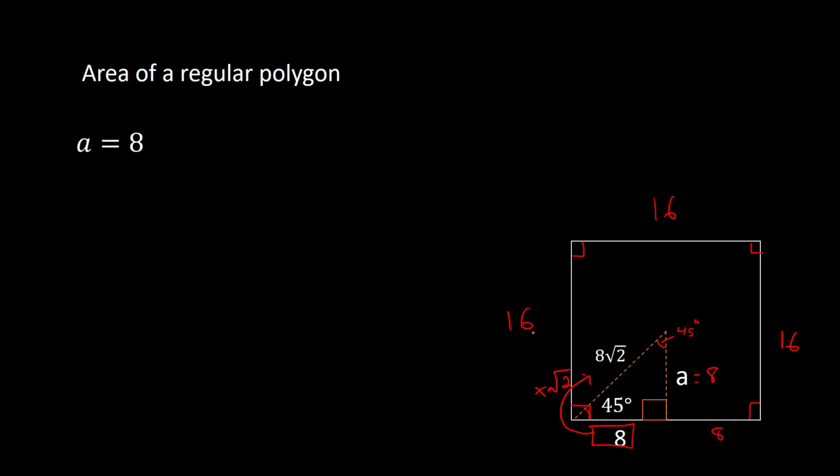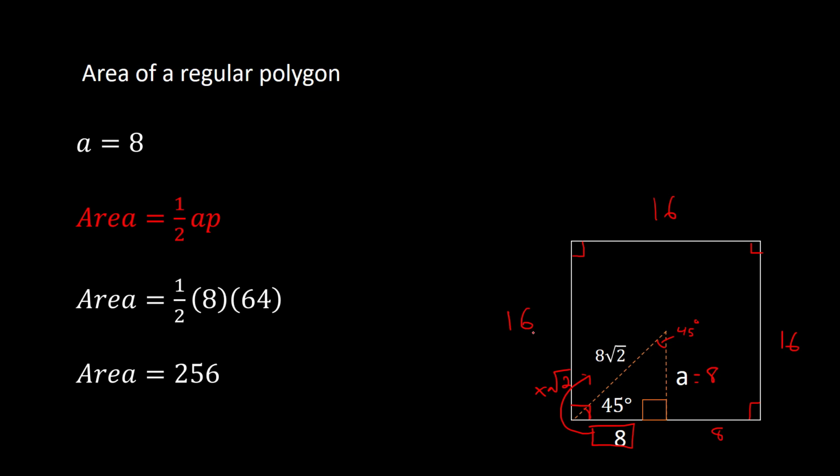So using that information, the apothem is 8. Plugging that into my area formula, I'd have 1/2 times 8, the apothem, times the perimeter, which is 16 times, there are 4 sides, so the perimeter would be 64. So I plug those numbers in, and I get an area of 256.